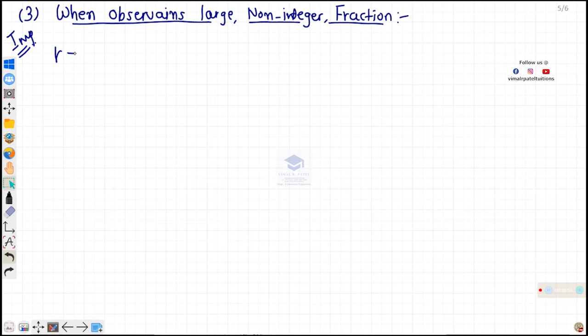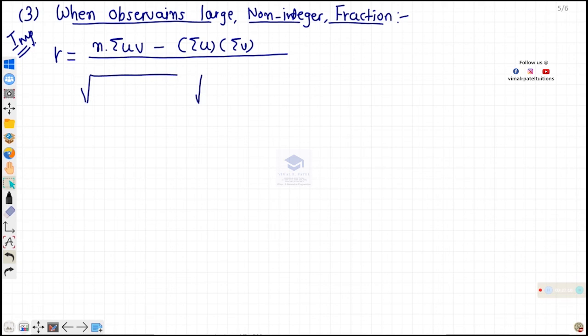So by applying that concept, your first formula will be revised. N into sigma uv minus sigma u into sigma v, upon square root of N into sigma u square minus sigma u whole square, into N into sigma v square minus sigma v whole square.